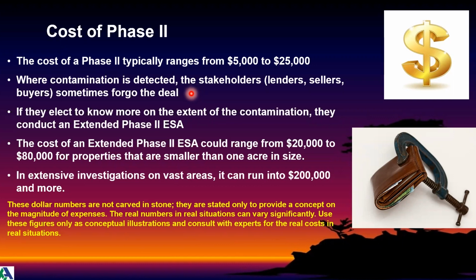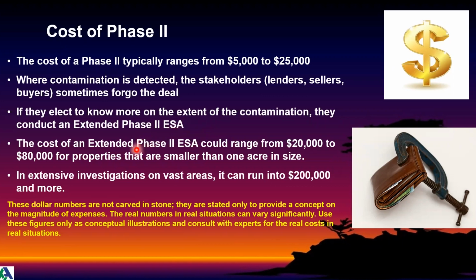the results of the phase 2. So when contamination is detected, the stakeholders, sometimes they forego the deal. If they elect to know more on the extent of the contamination, they conduct an extended phase 2 environmental site assessment. Sometimes they call it phase 3. That's the name, but it's an extended, meaning going for more. We want to know more. We know it is contaminated, and I've had, and I'm still having cases that we detected contamination and we are going for more. We want to know more, right?